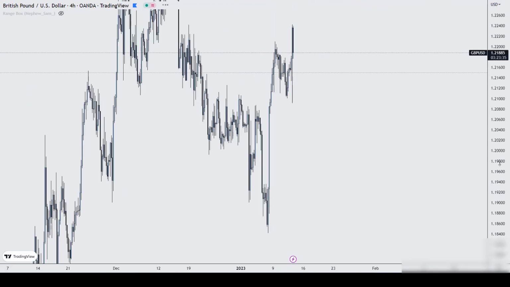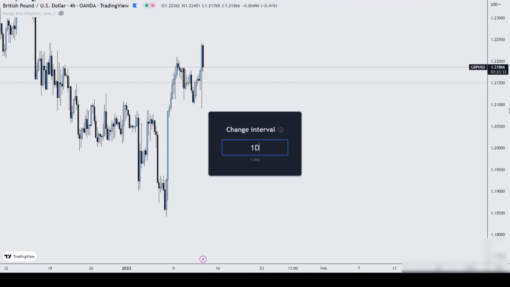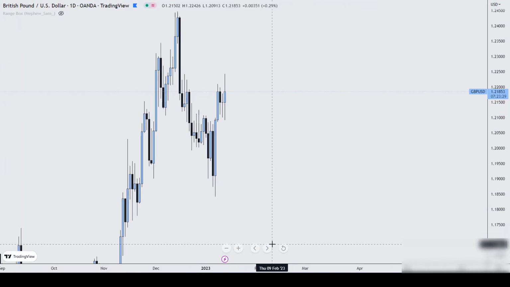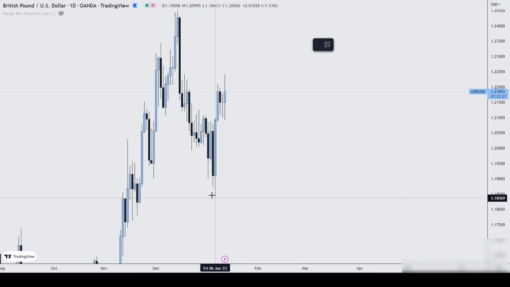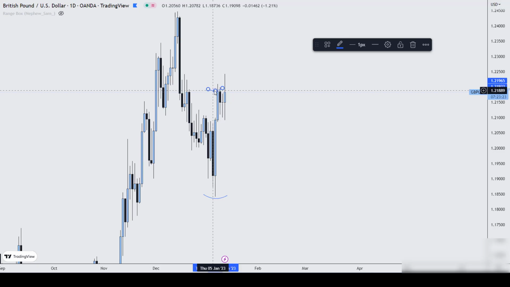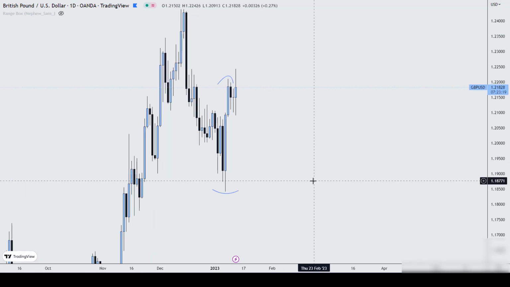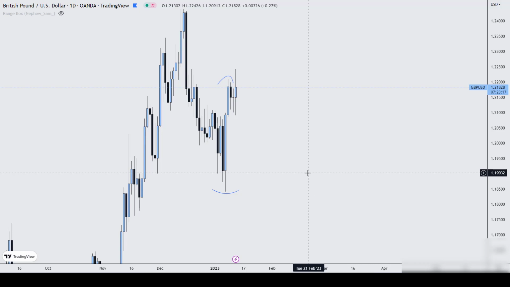Let's go on the 4 hour. Let's go on the daily, to be honest. All right. The daily is from this low to this high. That's the range. Right? That's the big picture.